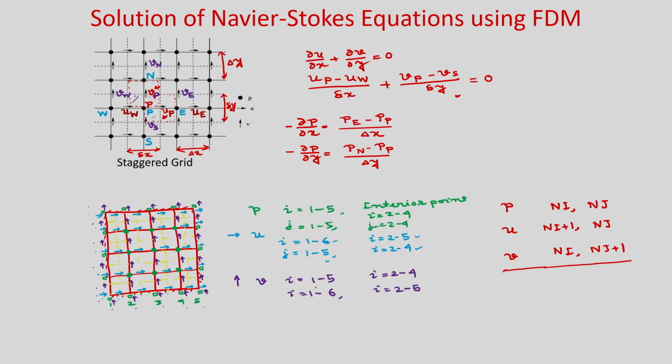boundary conditions, because the boundary will be at I is equal to 1 and I is equal to n I plus 1 for u velocities. But for v you see I is equal to 1 and n I, and for the pressure boundary it is I is equal to 1 and n I. So, you have to keep the bookkeeping, so that you do not make any mistake while writing the program.